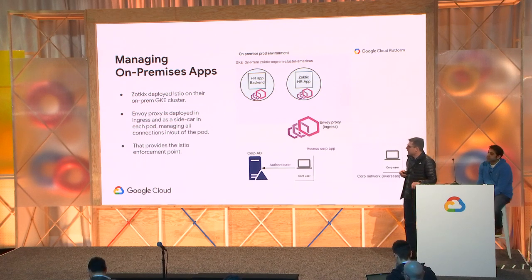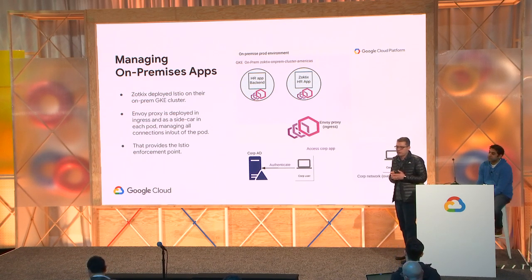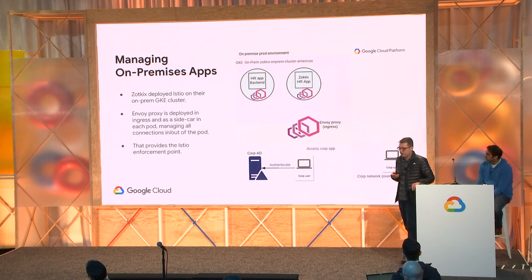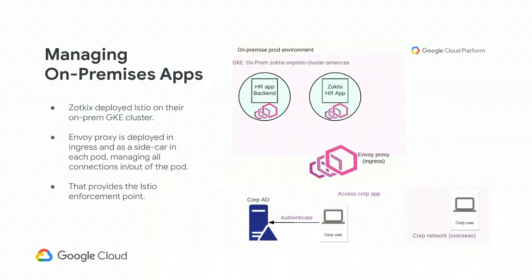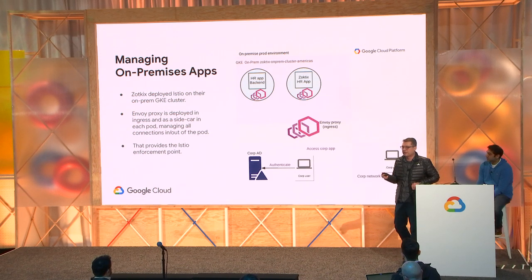Okay, so let's give an example scenario where Zotkix is trying to use Istio to provide access management to their on-premises applications. In this example, it's deployed in the GKE on-prem cluster, in particular a Kubernetes cluster, but Istio can also be used to protect workloads in more traditional on-premise data centers that are not based on Kubernetes.